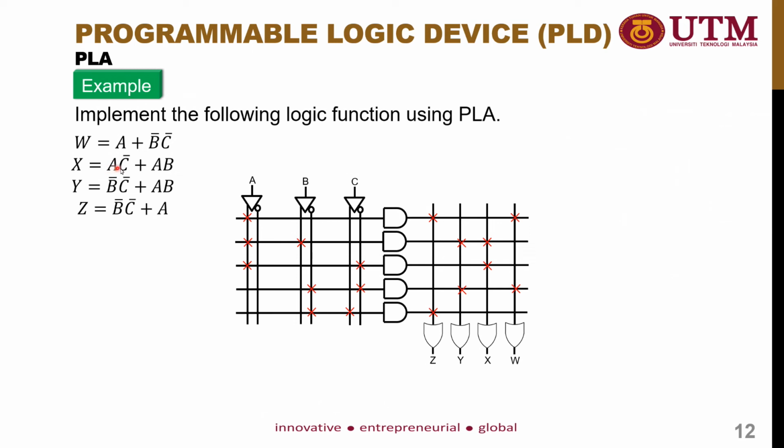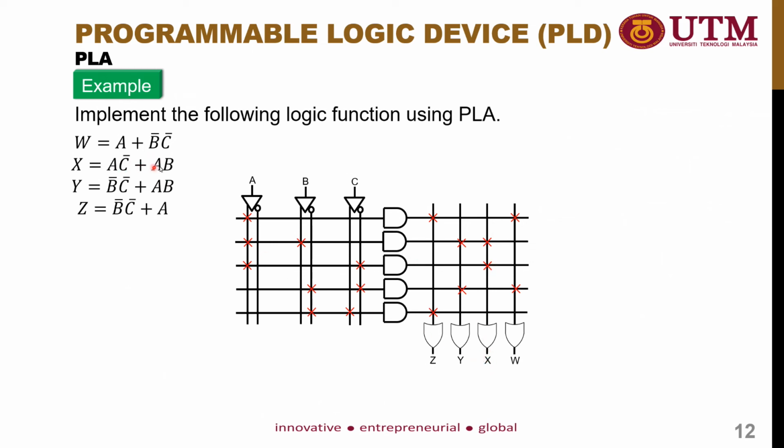Alright, next is X. X equals A C bar plus AB. For this one, we need to program A C bar first. To program A C bar, you can just connect A here and also C bar here. So A C bar will go through the AND gate. This is the output of A C bar, and it will be connected to output X.